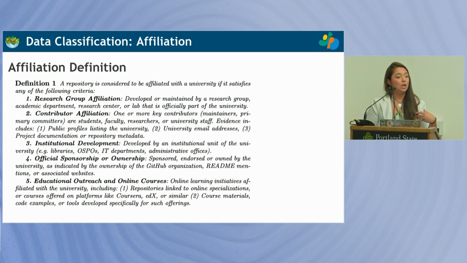Institutional development: projects that are being developed by departments like IT or the OSPO or libraries at the university. Official sponsorship or ownership: this is a little bit less clear, but pretty much it says in the README that it's being developed by or at the university. And then the last one was a little bit tricky, because a lot of the University of California campuses have educational materials on Coursera or edX or some of these platforms. So it's tricky for me to decide whether I want to include this. I did, because it was actually harder to filter it out.